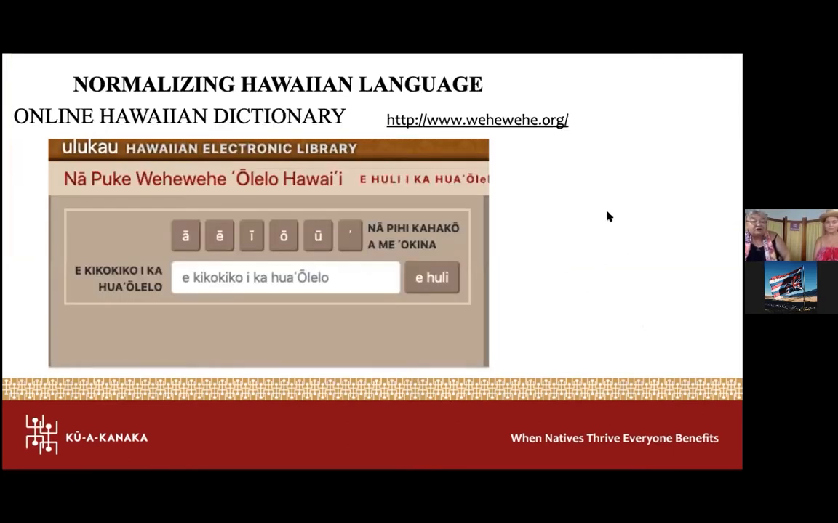Another thing is, we have our online Hawaiian dictionary. So really, for the students to be using the language, they have no reason why they cannot look up words, right? If they don't know exactly which word to pick, then that's something that you can talk to them about. But using our online dictionaries, because they're there for us, and we don't really use them enough.